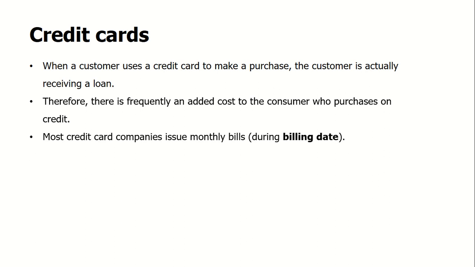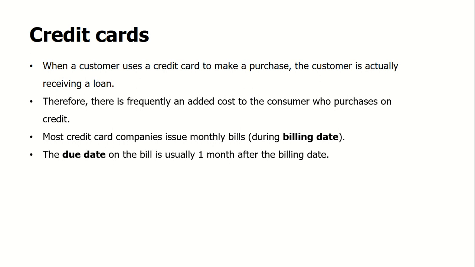So most credit card companies issue monthly bills during a billing date. For example, if your billing date is the 10th of the month and you used the credit card during the month of April, you will receive your monthly bill on the next month, May 10. But you are only receiving the bill. The due date on the bill is usually 1 month after the billing date.